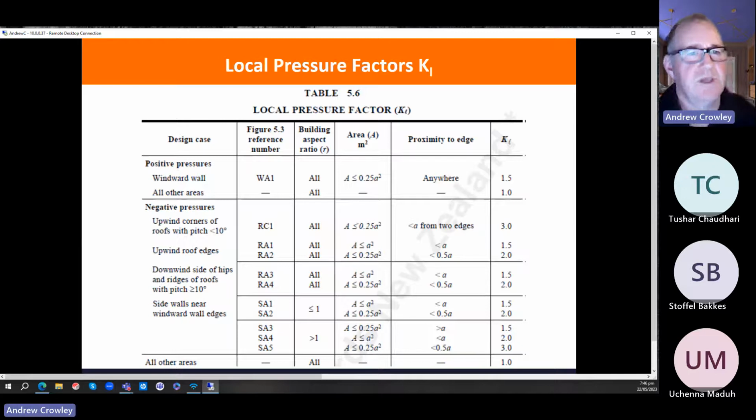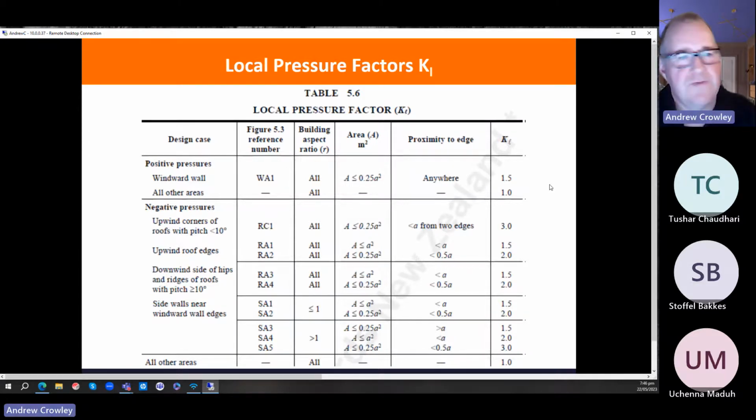So coming on to local wind pressures, yeah, you have small areas. When you're looking at small areas, the wind can be quite high. And if you look at table 5.6 of the code, KL can be up to 3. It can vary from 1.5 all the way up to 3.